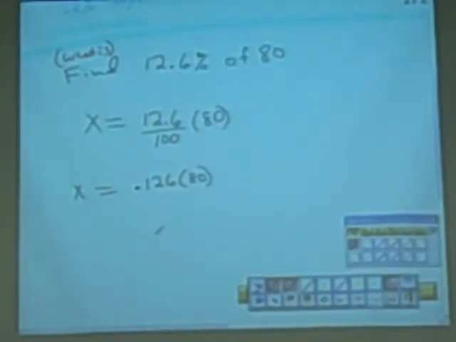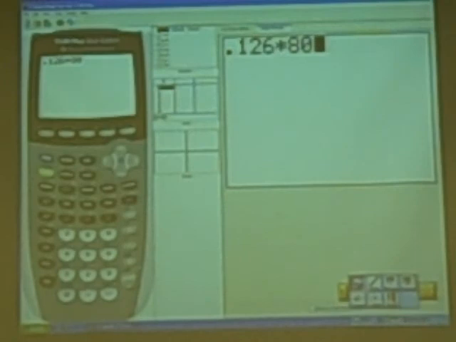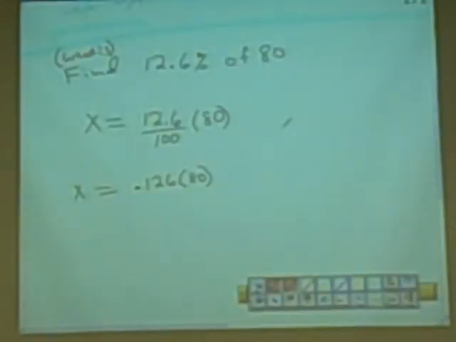And so let's see what that looks like on our calculator. We've got 0.126, check it, times 80. We get 10.08. And that's our answer.